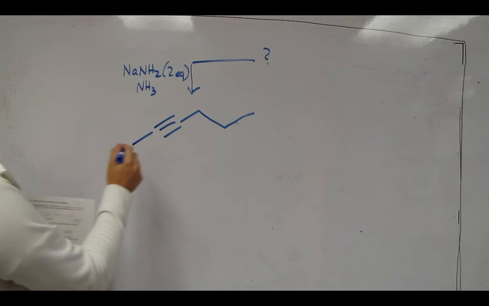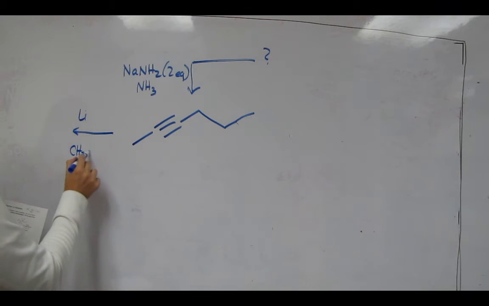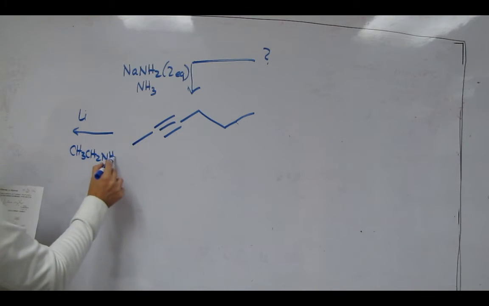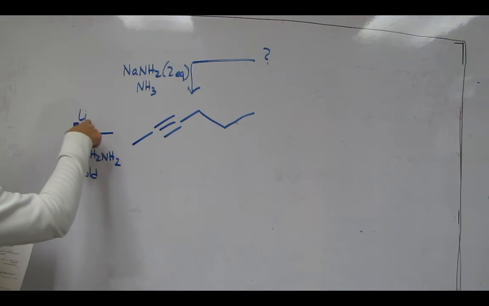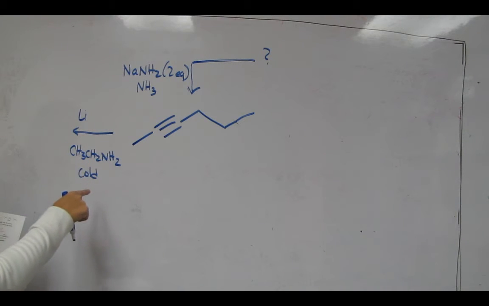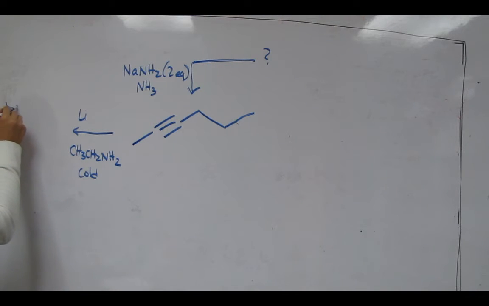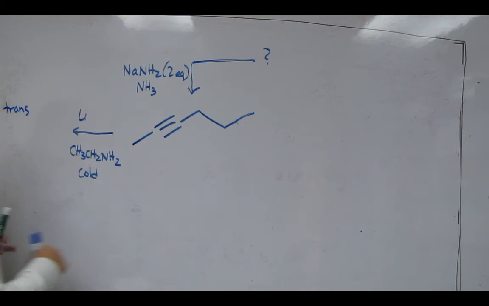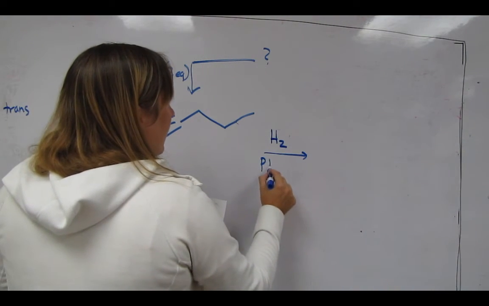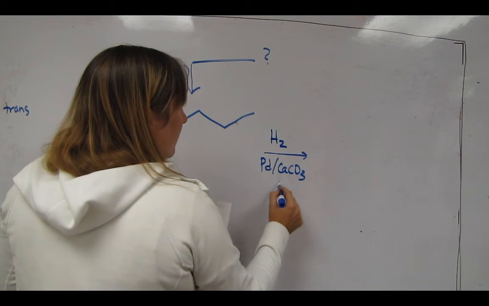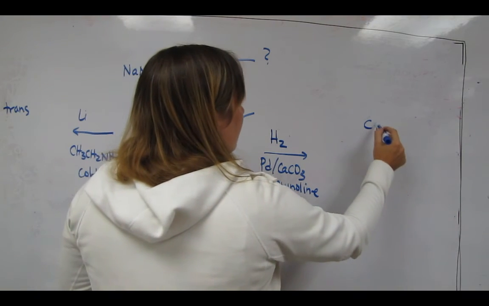And then we're going to react this with lithium or sodium. And then we have an amine solvent, and then cold temperatures. And so this is our amine and the metal. This is the dissolving metal. Remember that dissolving metal conditions are going to give a trans-alkene. And then over on this side, we use H2, palladium, calcium carbonate, and quinoline. And this is going to give the cis-alkene.